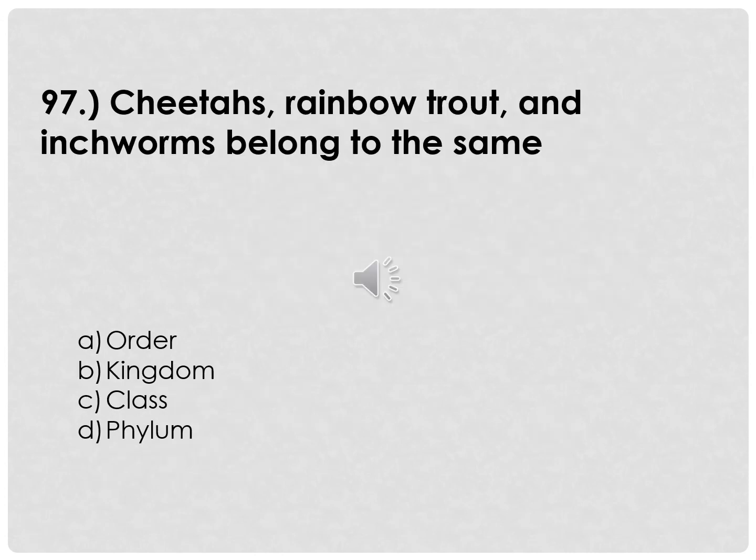Cheetahs, rainbow trout, and inchworms all belong to the same either order, kingdom, class, or phylum. A cheetah and a rainbow trout would belong to the phylum Chordata, and the inchworm is an invertebrate. Therefore, the highest taxonomic rank that they all belong to is the kingdom Animalia. So B, kingdom, is our answer.